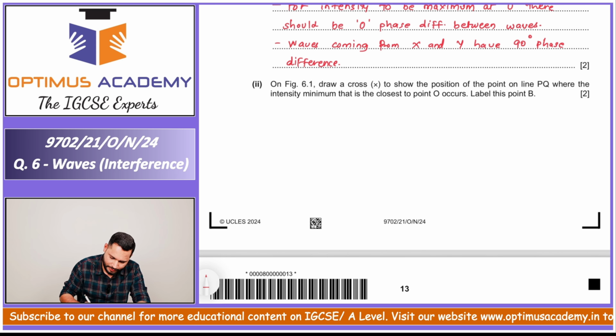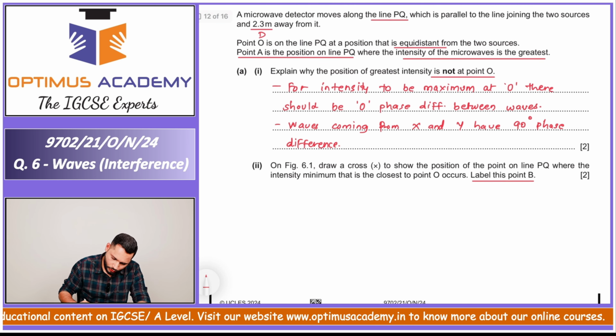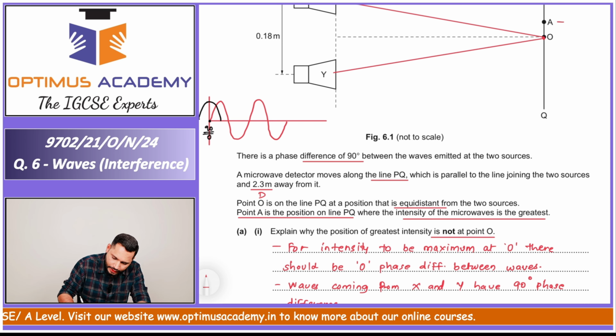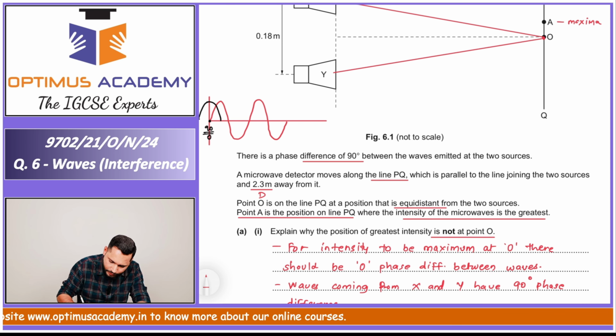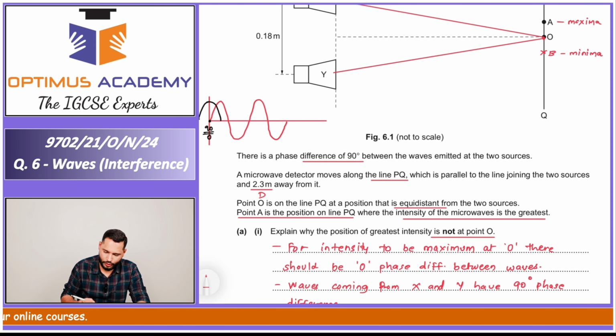Next, on figure 6.1, draw a cross to show the position of the point on line PQ where the intensity maximum, that is the closest to point A, occurs. Label this point B. So if here we are seeing intensity maxima, then somewhere here we will see point B, which is the intensity minima.